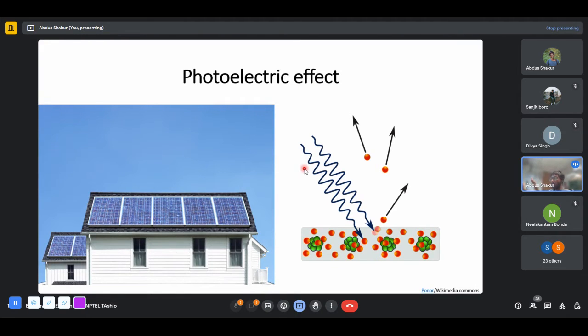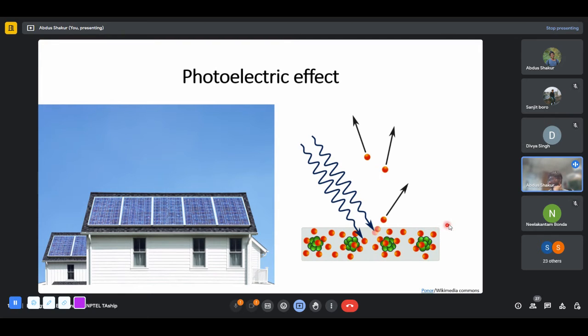It uses a concept called the photoelectric effect. Each panel has multiple solar cells, and each solar cell has a semiconductor made of silicon. What is silicon? All of you might have seen sand, right? The major component of sand is silicon. So silicon is made from silica.